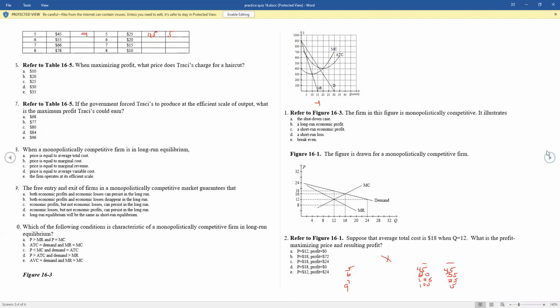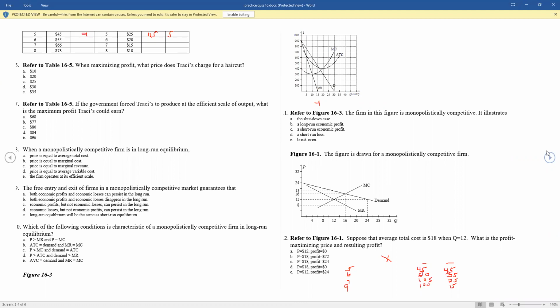Which of the following conditions is characteristic of a monopolistically competitive firm in the long run? All right, ATC equals demand, right? Because the ATC is tangent with demand. So it equals demand, and MR equals MC. MR equals MC in all profit maximizers. I mean, that's about the fifth question about characteristics, so I'm just going to, again, emphasize that I would know the characteristics.